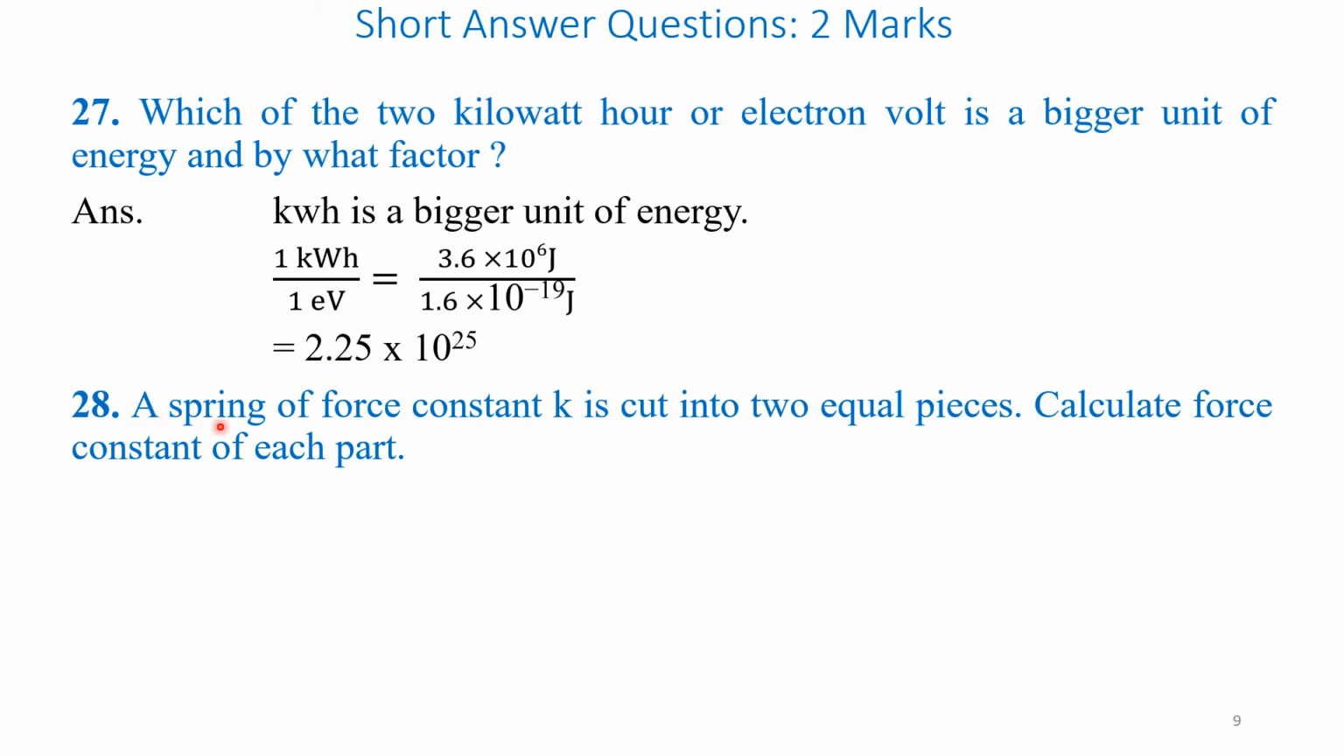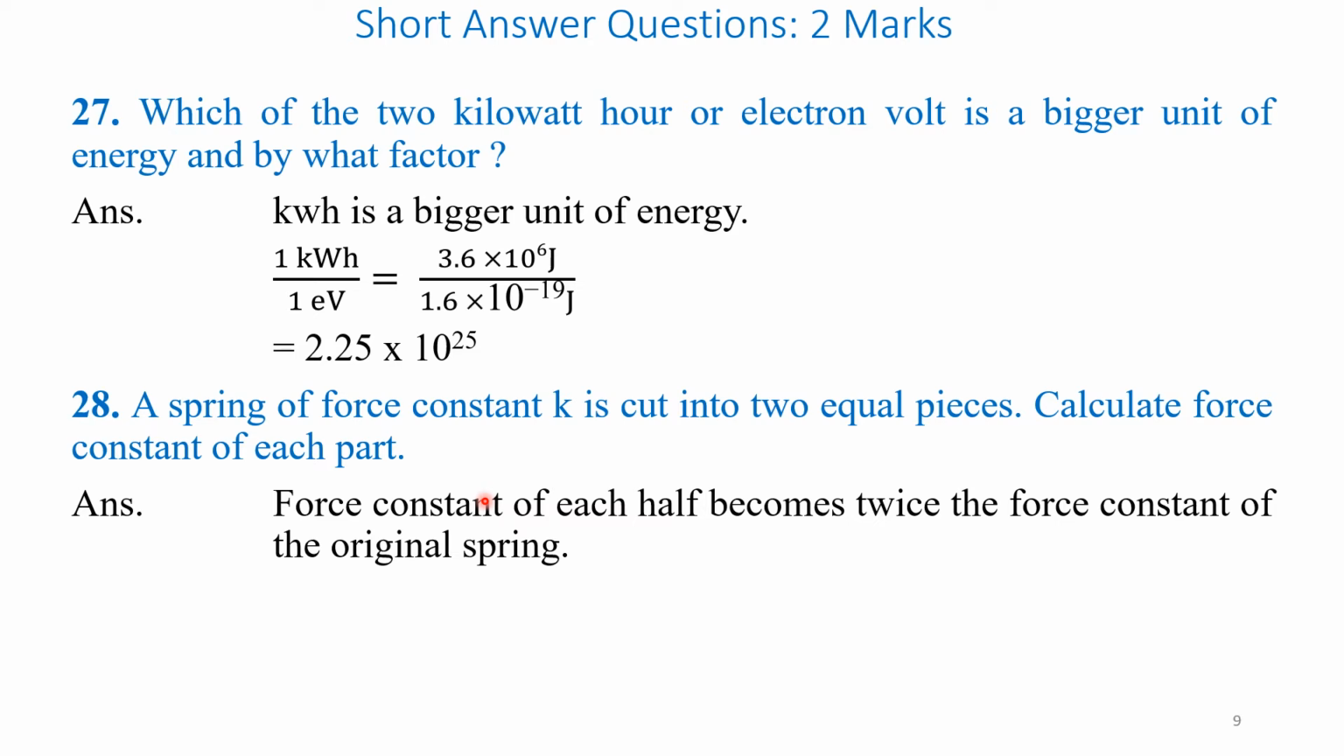Question number 28. A spring of force constant K is cut into two equal pieces. Calculate the force constant of each part. The force constant of each half becomes twice the force constant of the original spring. That is, the force constant of each spring will be 2K.